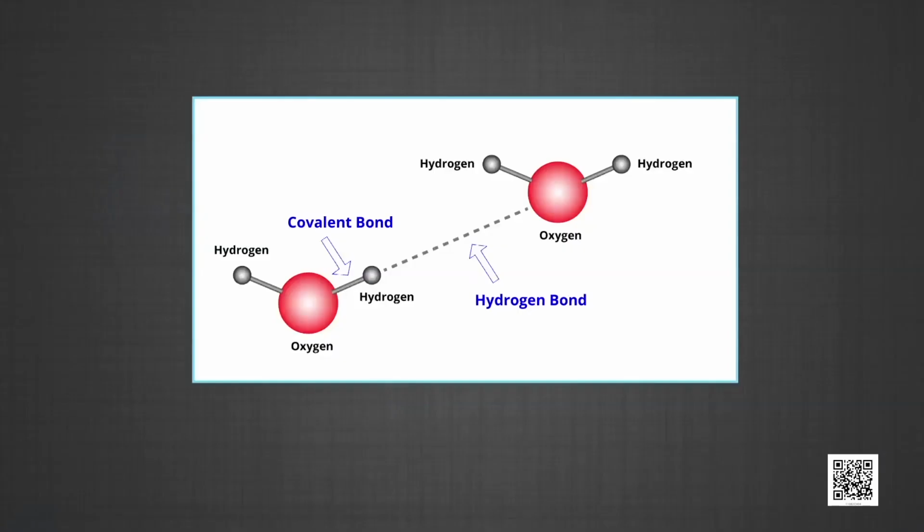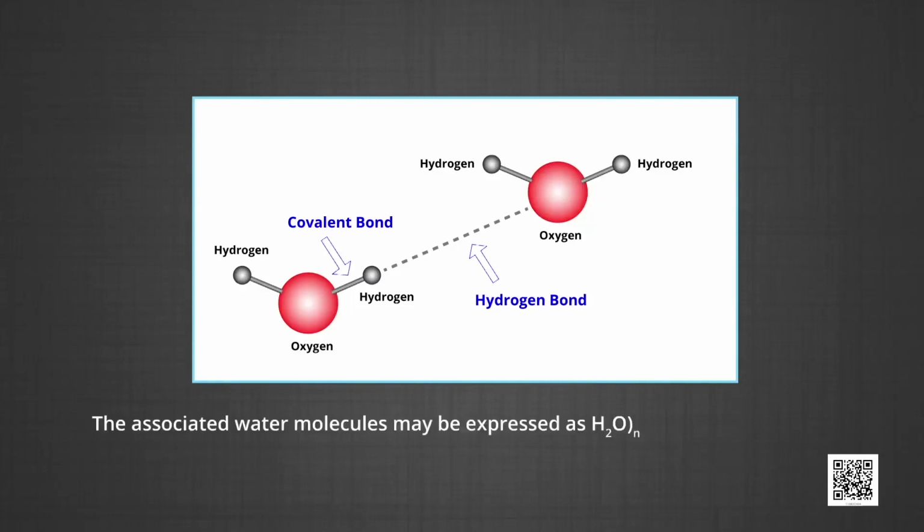Water. Hydrogen bonding exists in water molecules also. In addition to two covalent O-H bonds in water, the oxygen atom forms two hydrogen bonds. As a result of the hydrogen bonds, each oxygen is tetrahedrally surrounded by 4 hydrogen atoms, 2 by the covalent bonds and 2 by the hydrogen bonds. In the figure, you can very clearly see the covalent bonds and the hydrogen bonds. The associated water molecules may be expressed as (H2O)n.